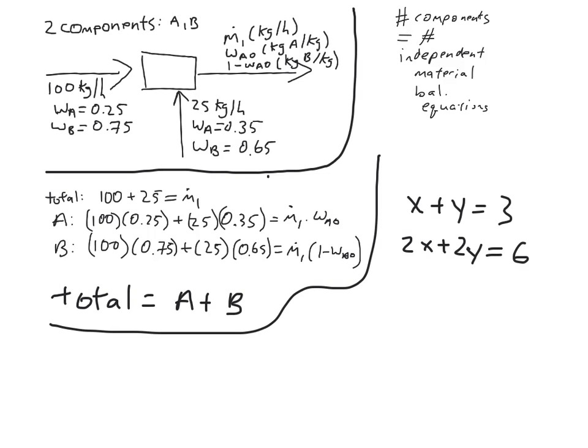So just to remind you, there may be other equations that come into play from other information besides material balances, but simply from material balance equations, the number of independent equations is equal to the number of components. So again, if I had three components here, A, B, and C, I would have three independent equations when I'm doing my degrees of freedom analysis. If I had four components, four independent material balance equations.